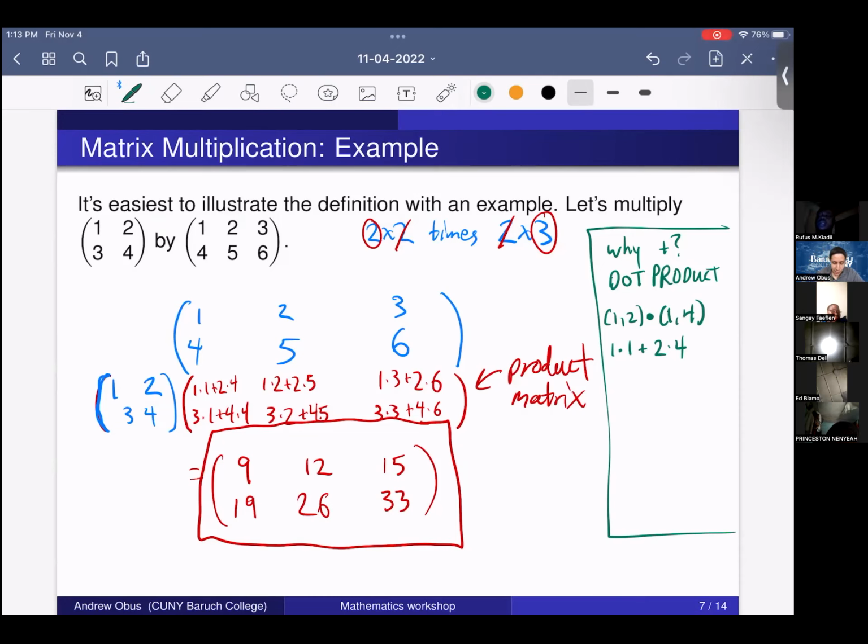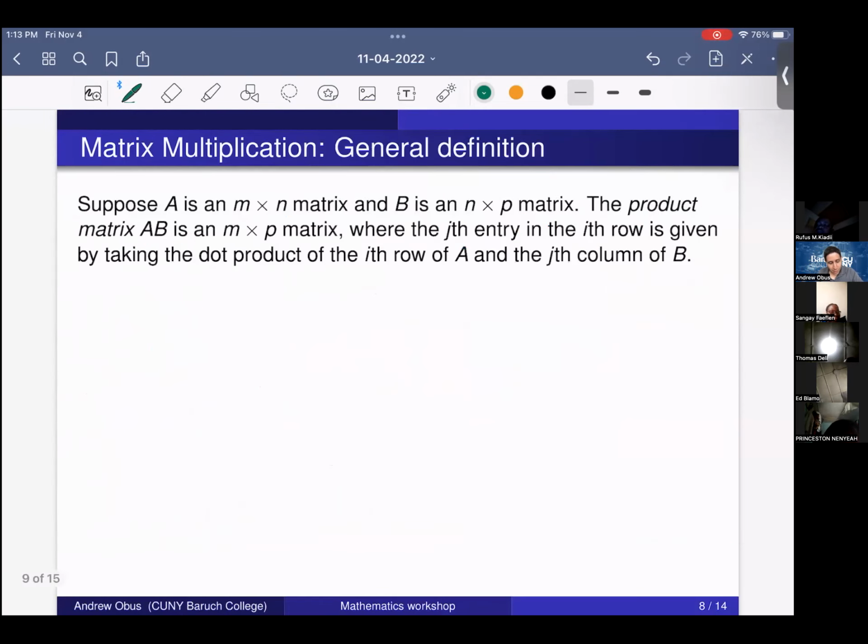Okay, so let me actually give you a definition, right? I mean, I gave this example, but let me give you the actual definition. So suppose that A is an m by n matrix and B is an n by p matrix, then the product matrix, which we write AB, so I already said on the earlier slide, it's an m by p matrix. And well, what do we have? So it's a lot of letters, so it can kind of make your head spin. This is why I wanted to do an example before I gave the definition. But the jth entry in the ith row is given by taking the dot product of the ith row of A and the jth column of B.